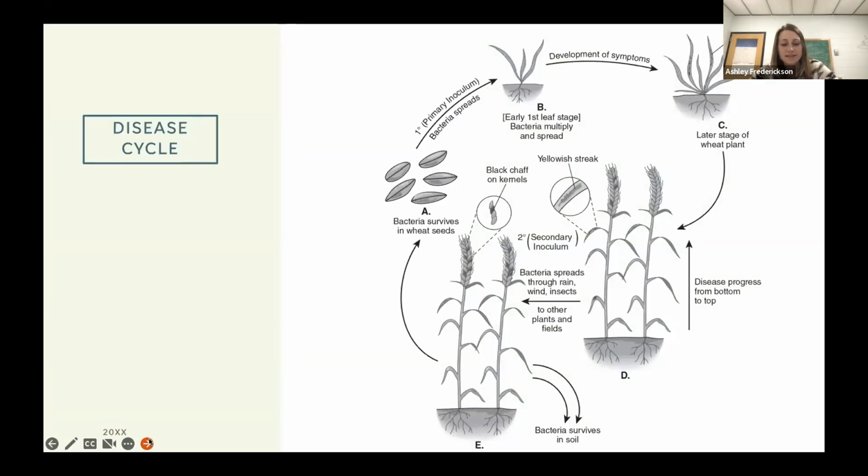A little bit about the disease cycle. Like I said in the previous slide, the bacteria survives on or in wheat seeds. So when you plant those infected seeds, the bacteria multiplies and spreads. Then your beginning symptom will look like a longitudinal streak that becomes visible early in the growth stage, but BLS, bacterial leaf streak, can also infect the plant at a later growth stage, mostly during grain fill.